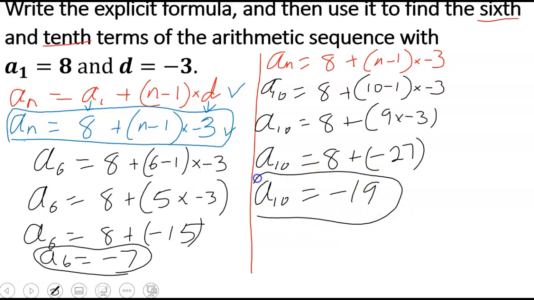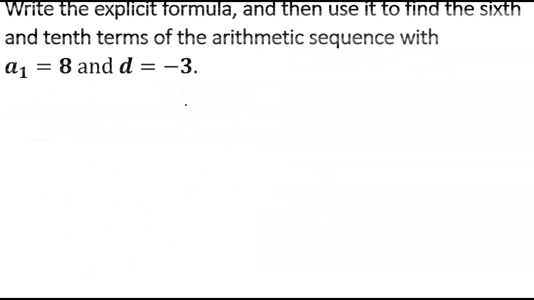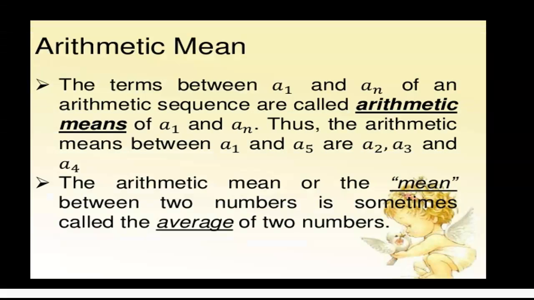So we can see that this sequence is decreasing. It started with 8 and then it's getting smaller and smaller to the negative side. Because the common difference is negative 3, we're actually subtracting 3 each time. Okay, so that's it. Once you have your formula, you can find any term.